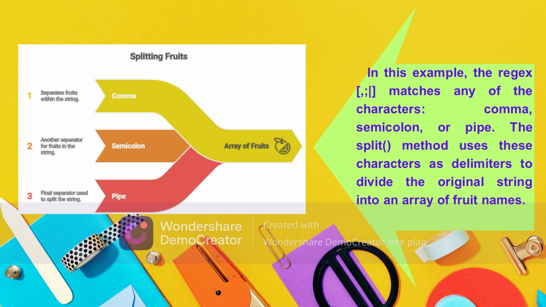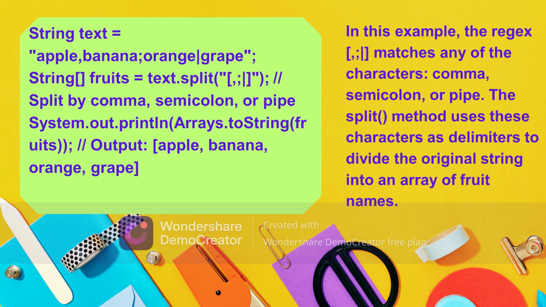There are three different string delimiters. We split by using the regular expression, and we store the result as an array, called the array of fruits. In this example, the regex matches any of the characters comma, semicolon or pipe. The split method uses these characters as delimiters, as I told you. We divide the string into an array of fruits. The example syntax here is: apple, banana, orange, grape.